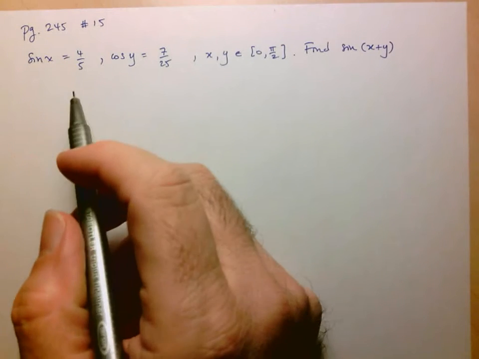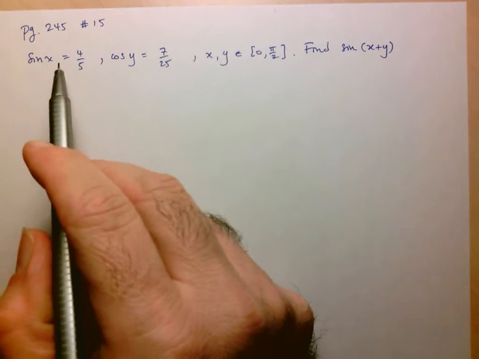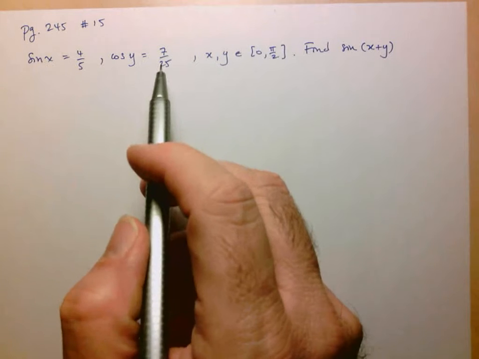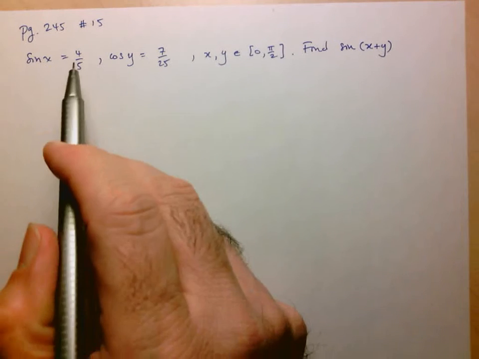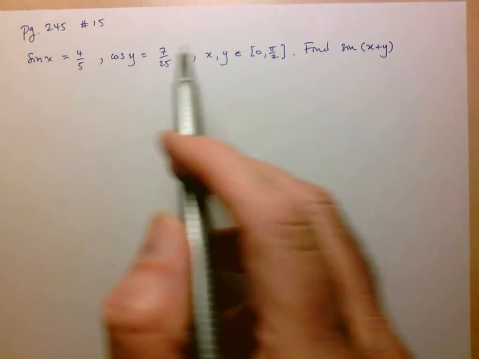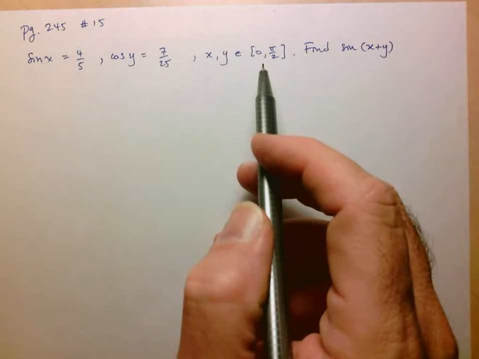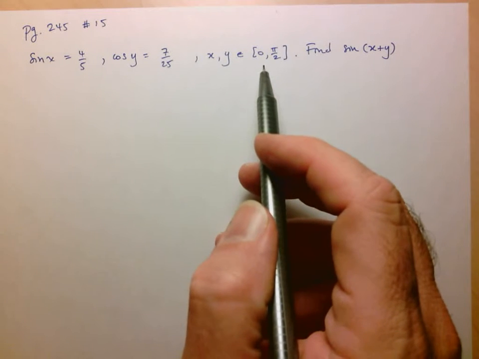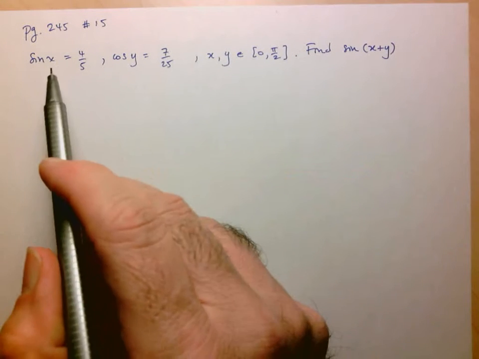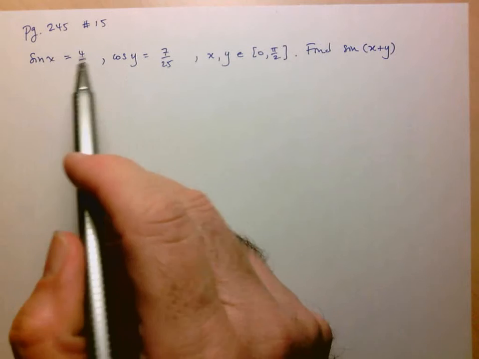So here they give us a couple of trig ratios. They tell us that sine x is 4 over 5 and cos y is 7 over 25, and that these two angles are in the first quadrant. They want us to find sine of x plus y. The information that's given is in terms of x and y individually.